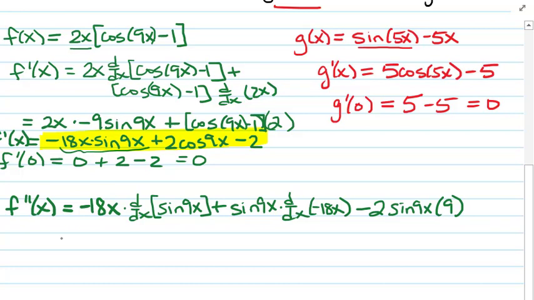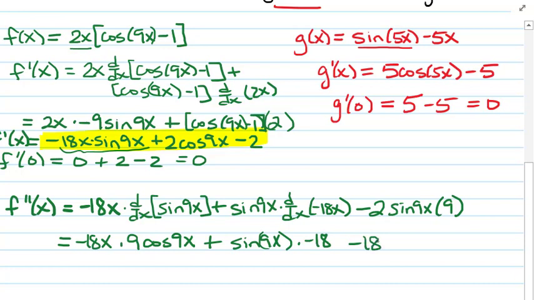So the second derivative of f will be negative 18x, derivative of sine of 9x by the chain rule would be 9 cosine 9x, plus sine of 9x times, and the derivative of negative 18x is just negative 18. And then we have minus 18 sine of 9x. If we multiply that 2 times the 9, we can simplify a little bit more.